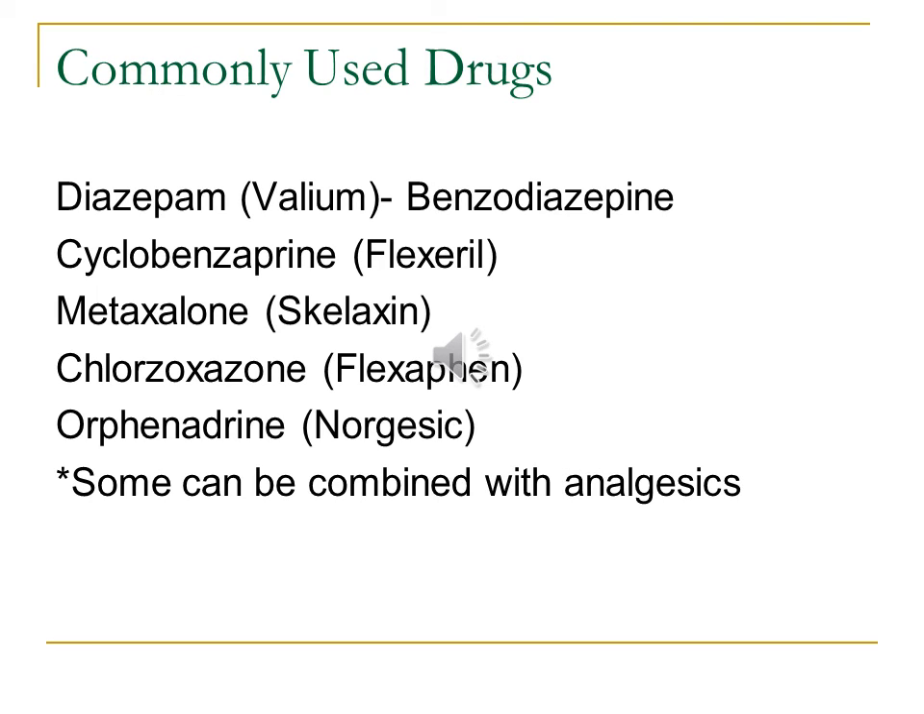Some of the more commonly used skeletal muscle relaxants, with the brand name drug in parentheses, are listed here. As I talked about before, they can be combined with other analgesics, most commonly acetaminophen and aspirin. Some combinations also include caffeine. So make yourself aware, and look at table 4.1 in your textbook as well, as it goes over some of the other drugs, including onset of action and duration of action for the different drugs.